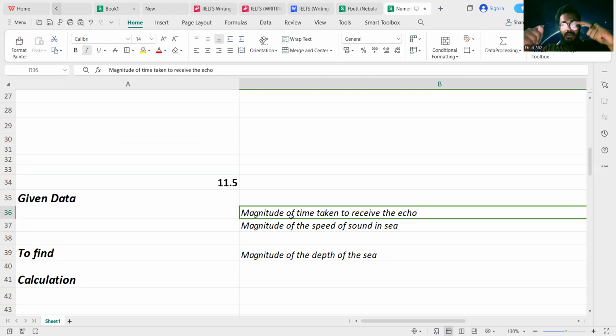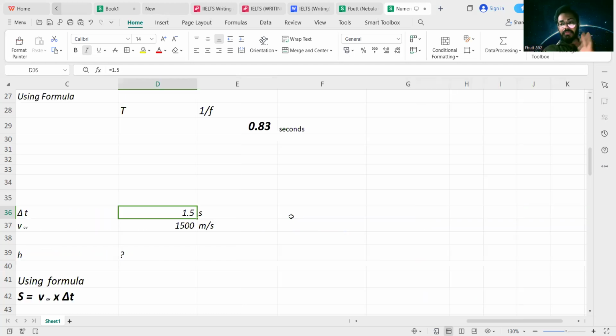towards the seabed, then starting from the surface of the sea and going downwards towards the seabed, the time taken by the sound waves to start their journey from the surface of the sea and to end their journey at the initial point, which is the surface of the sea, is approximately 1.5 seconds.